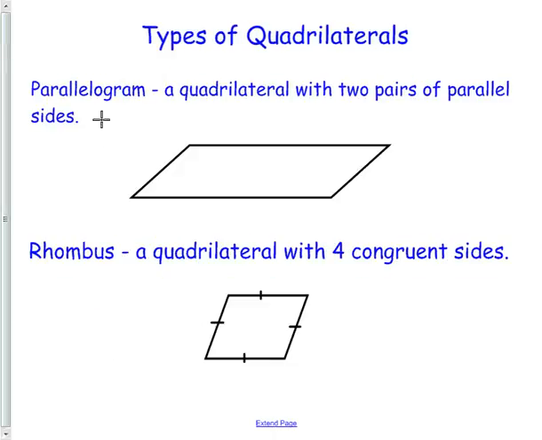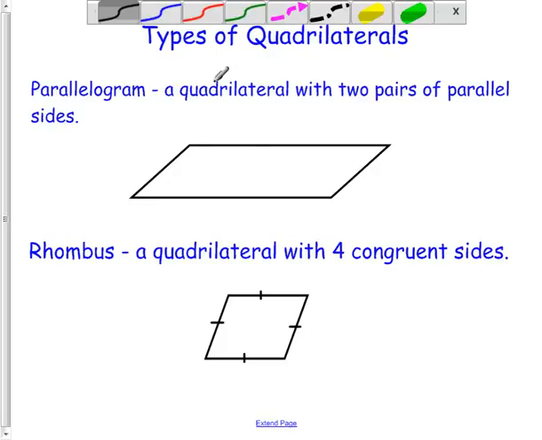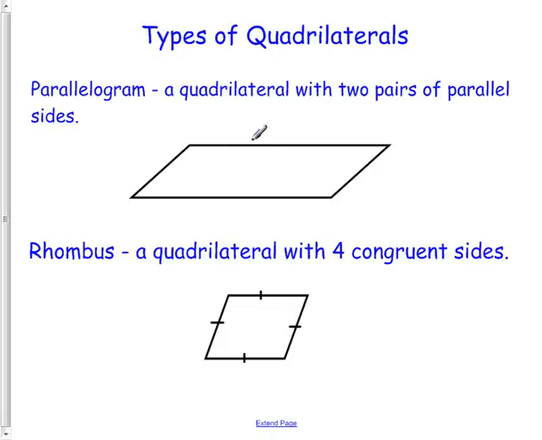Another type is a parallelogram, and this is a quadrilateral with two pairs of parallel sides. So that means the top and bottom are parallel. And then the left and right sides are also parallel. So parallel here and parallel there.